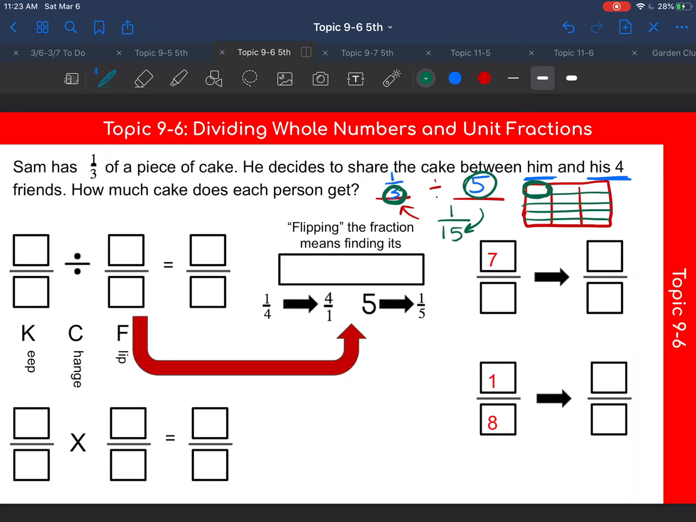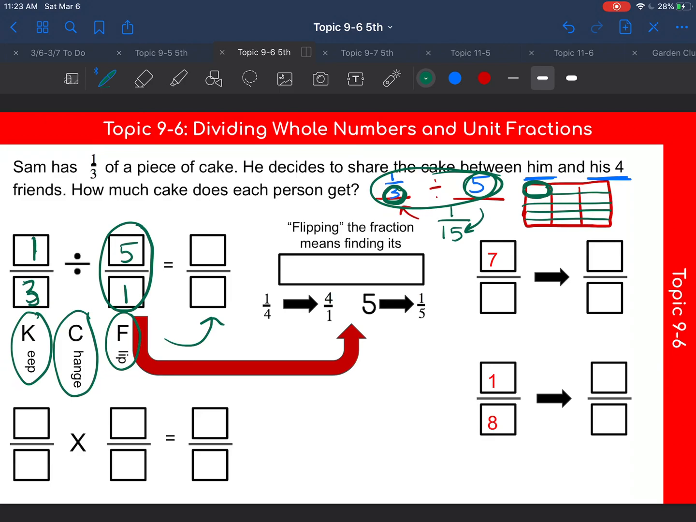So let's look at this problem again. We're going to rewrite it. 1/3 divided by 5, we said. But when we write this to do our problem, we are going to write that 5 just like we would when we multiply, as a fraction. So we're going to put the 5 over a 1. To get our answer, this is what you are going to do. This is a little division fractions trick to get you by, and it's called keep, change, flip.